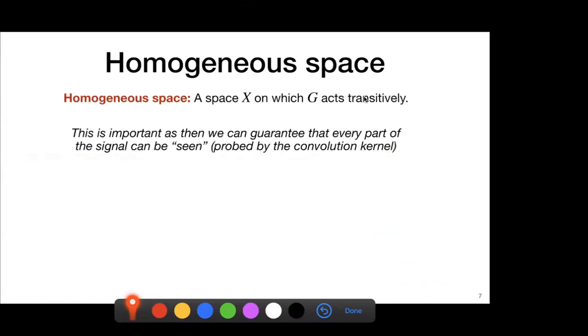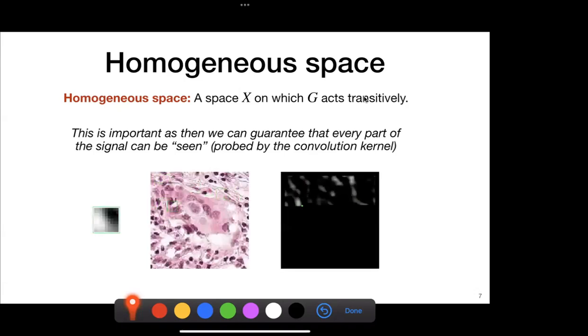Now, a homogeneous space is a space X on which a group G acts transitively. So when we talk about the homogeneous space, we also always have to talk about the group of which we say the group acts transitively. And when it comes to this convolutional template matching, this is of course important, because if you want to be able to detect every pattern under every rotation, you want the group to be acting transitively on your entire domain. It means that every part of a signal can be probed via the action of this group. That's illustrated here. Translations obviously act transitively on the entire 2D plane.